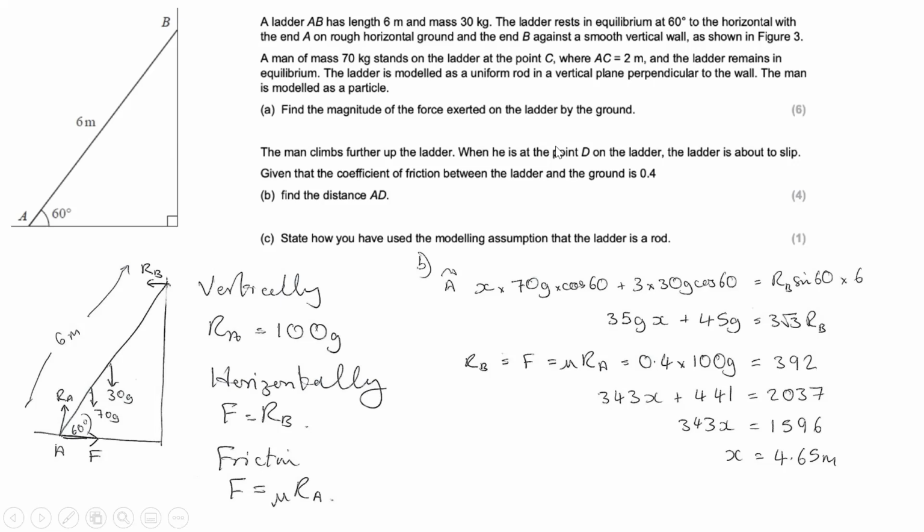And part C, state how you have used a modeling assumption that the ladder is a rod. Well, it's a rod, so in modeling terms, it's got no thickness and it's also rigid, so it doesn't bend with the weight of itself and the weight of the man.